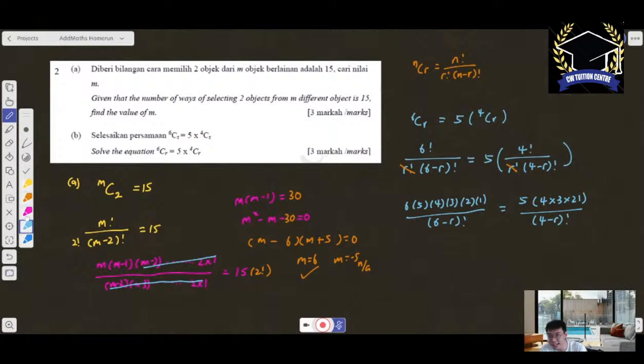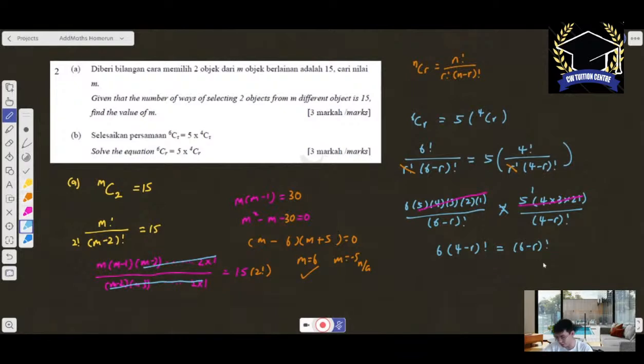So in this case, I can cut away 5, 4, 3, 2, 1. I cut away 5, 4, 3, 2, 1. So I will just left 6 times (4 minus r) factorial, I cross multiply, equal to this one, I cut away, left 1. So 1 times (6 minus r) factorial.